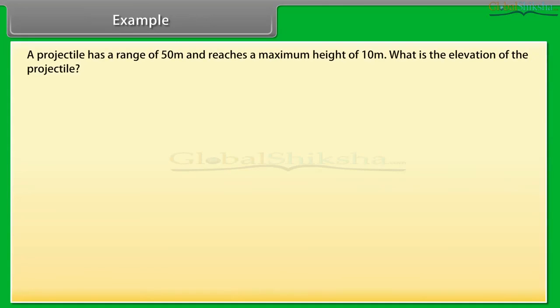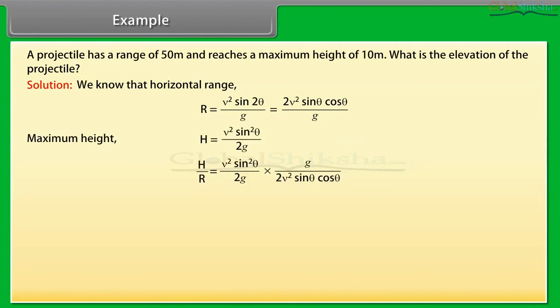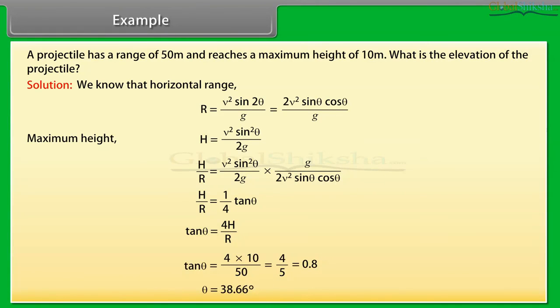Example. Let's take an example of projectile motion. A projectile has a range of 50 meter and reaches a maximum height of 10 meter. What is the elevation of the projectile? Let's see the solution. We know that horizontal range is equal to v square times sin 2 theta divided by g. We derive the relation between height and range given by h upon r is equal to 1 by 4 tan theta. On calculating this equation, we get the value of theta equals 38.66 degree.